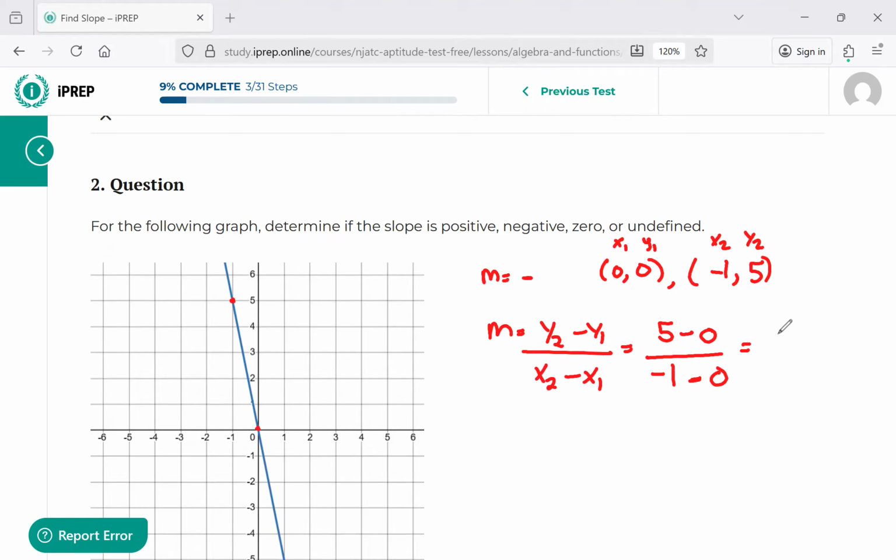So 5 minus 0 is 5. Negative 1 minus 0 is negative 1. So it looks like our slope is negative 5, or negative 5 over 1. So that kind of makes sense. If you look at the origin, start here.